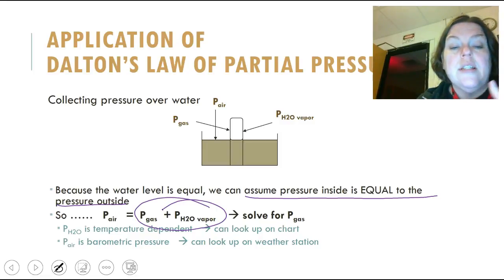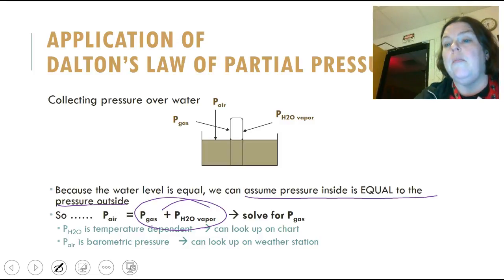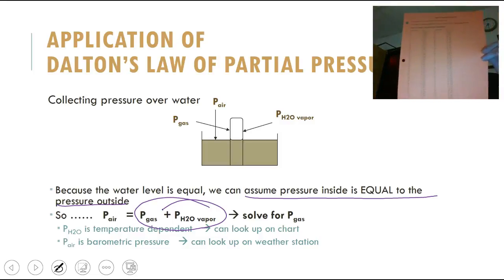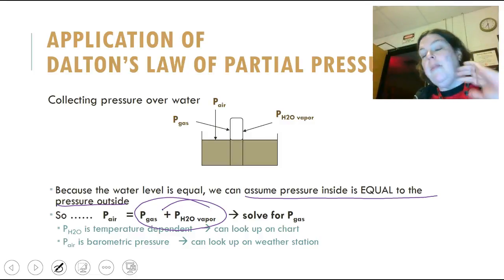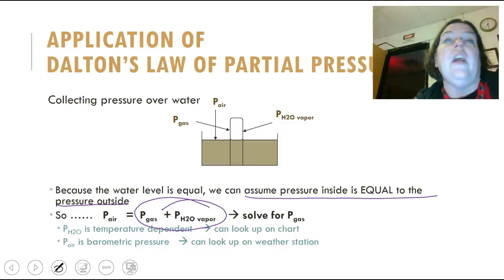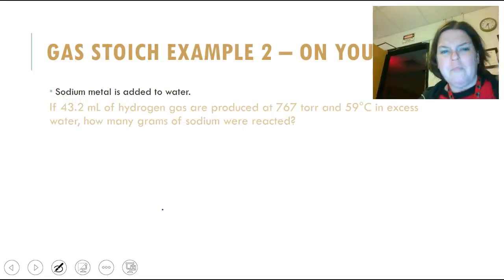That's pretty important. So then we solve for the pressure of the gas. Pressure of water is temperature dependent. We've got the chart. Remember, we've got this chart right here. Somebody left this chart in class today, so if you've left your chart in your worksheet, it's in class and it's in the crate. But we've got this chart that has that information in kPa. So the barometric pressure is basically the pressure of the air. If we find the barometric pressure, we can look that up on the weather station, and we can know a lot of information about the pressure of the air because of that. So we're going to be using that information.